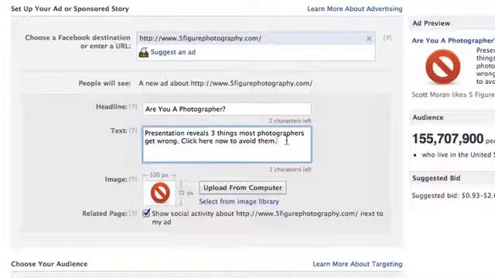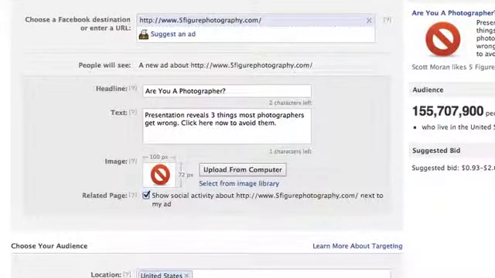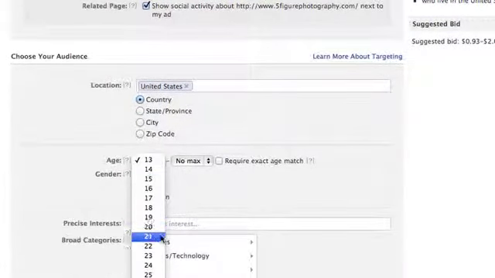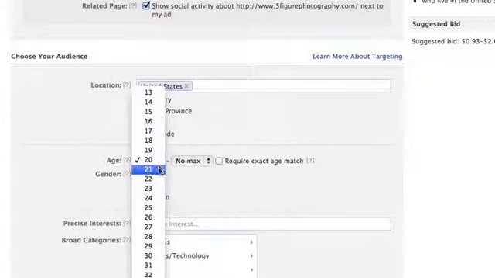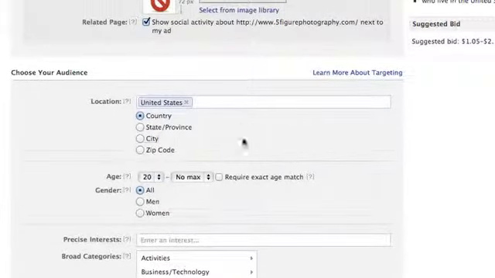So the first thing you want to think about is, well, what kind of photographer do you want? Most likely you probably want a photographer with a credit card. So for most of your campaigns, if you're selling a product, the first thing I do is come down here, and I usually start at like 20, maybe 25, whatever age you think is appropriate for you. So, I'll do 20. Let's say I have a $37 photography ebook. I'm going to say, instantly I only want to show it to people who are 20 and above.